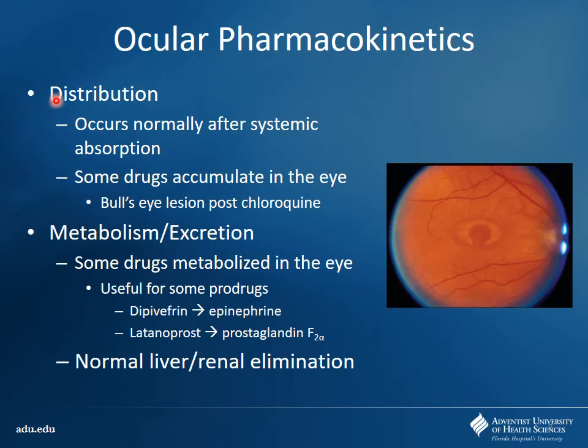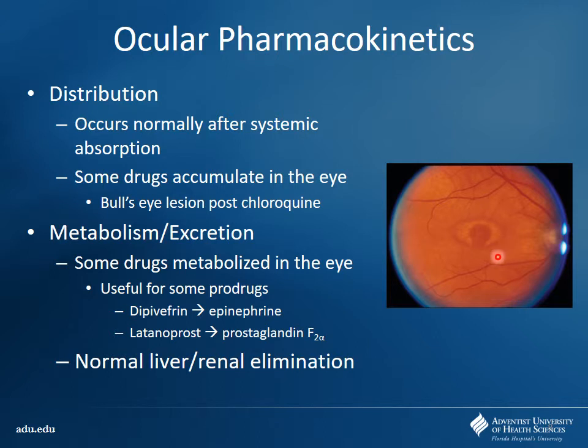As far as distribution goes, once it gets into the eye, you're going to find that it occurs pretty similarly once it gets into systemic absorption. Nothing really changes there, but you can actually find that some drugs will accumulate in the eye. So this is actually an interesting one called chloroquine. It can actually accumulate in the retina and cause a bullseye lesion that you can see there. So it's kind of a unique finding, unique side effect of chloroquine.